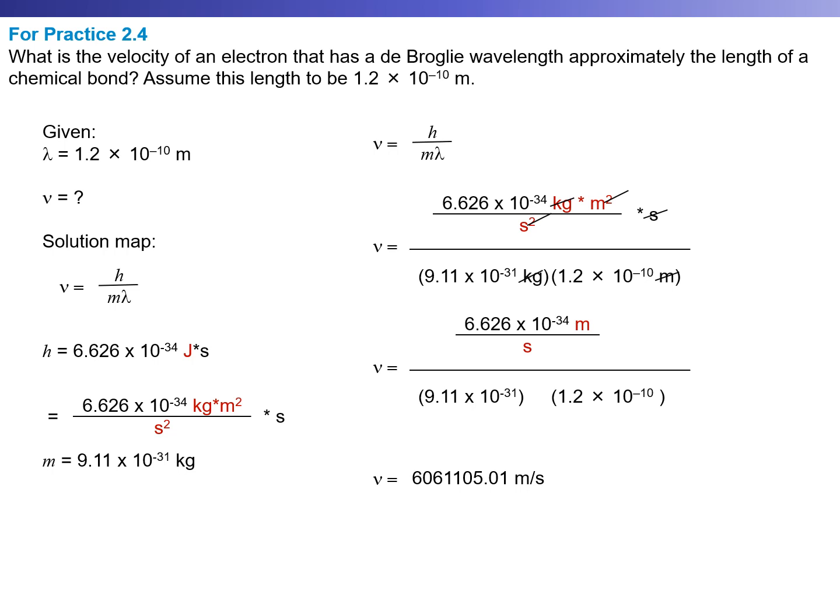I didn't put the comma in. What is that? Like 6,061,105.01 meters per second. I don't typically like to see values like that. So we're probably going to go ahead and put this in scientific notation, which means we're going to move it over six decimals and say 10 to the 6 meters per second.